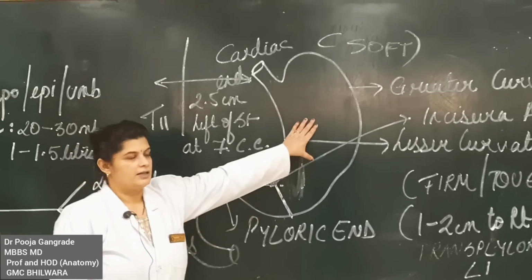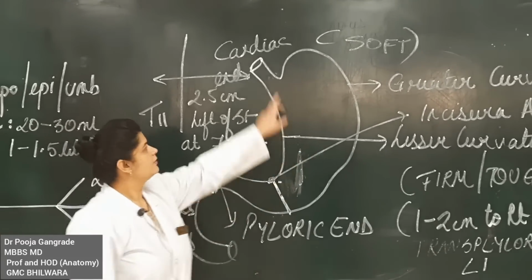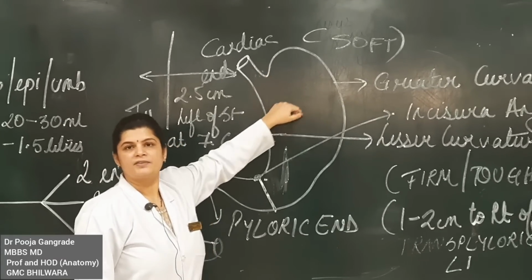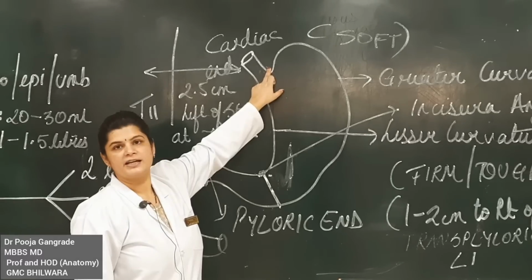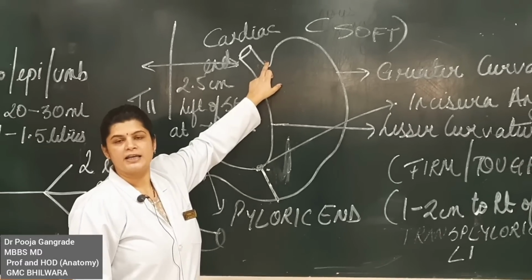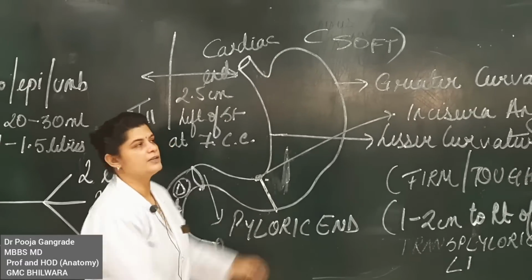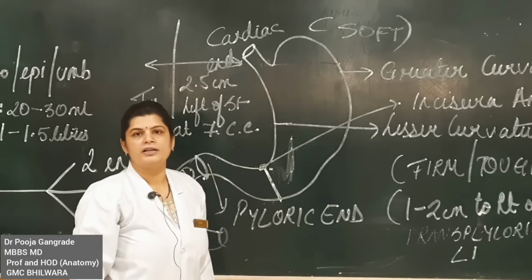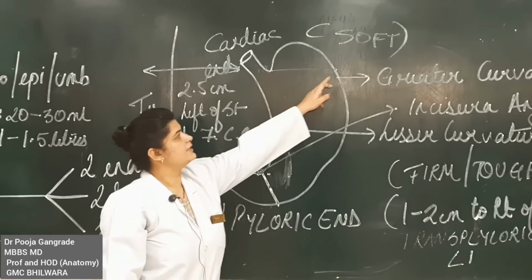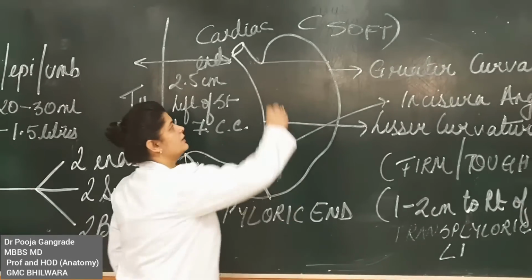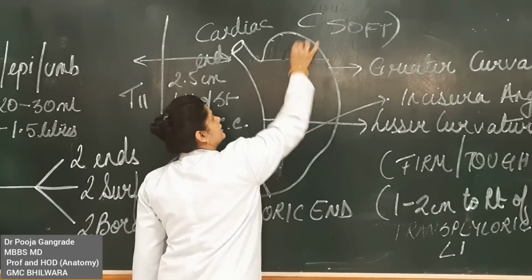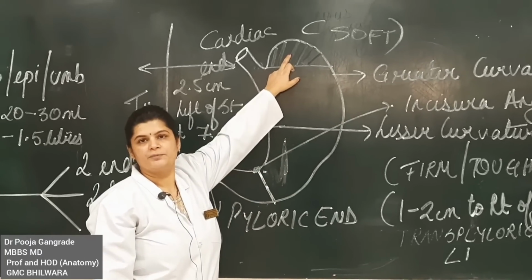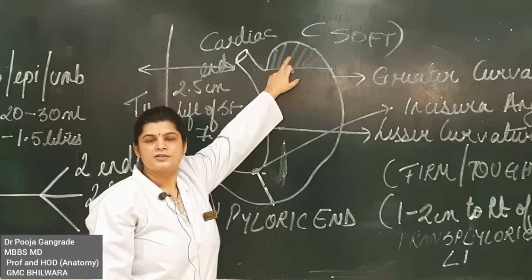Now, coming to the body, from the cardiac notch towards the greater curvature, if you draw an imaginary line like this towards the greater curvature, this is called the fundus of the stomach.